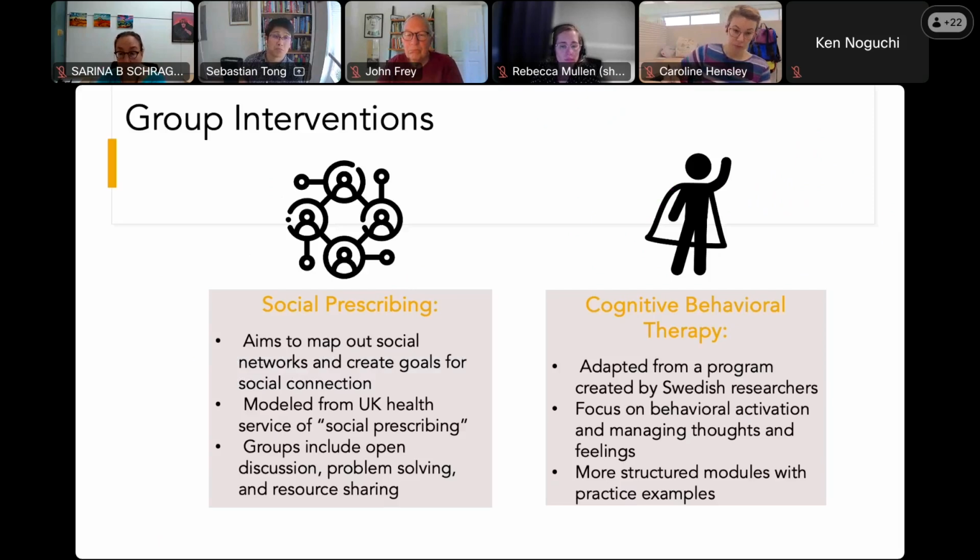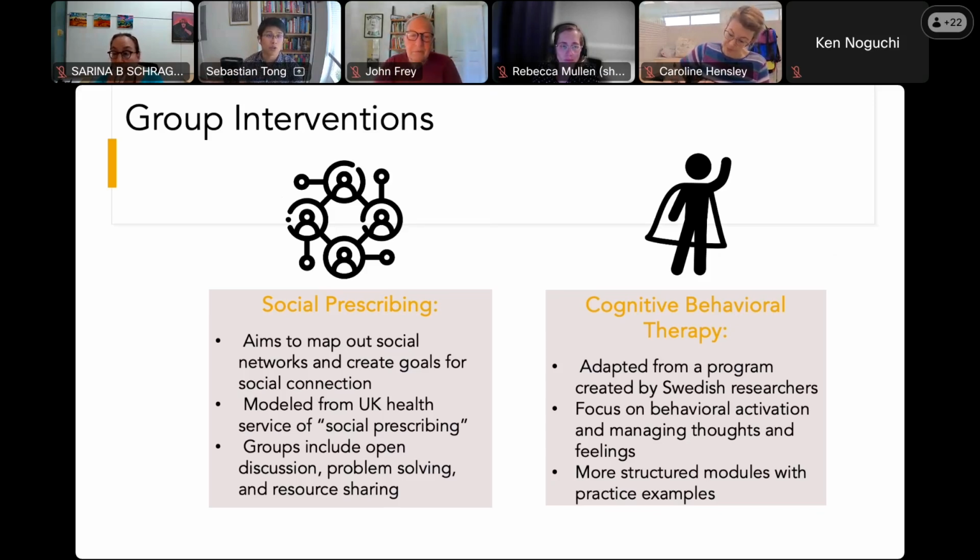One was cognitive behavioral therapy, which I know when you're in med school, that's always the right answer if it's a multiple choice question, right? We did that because it works for loneliness, and we adapted it specifically for loneliness, using a program created by Swedish researchers that focused on behavioral activation and addressing the thought patterns around being alone. So really addressing the loneliness component.